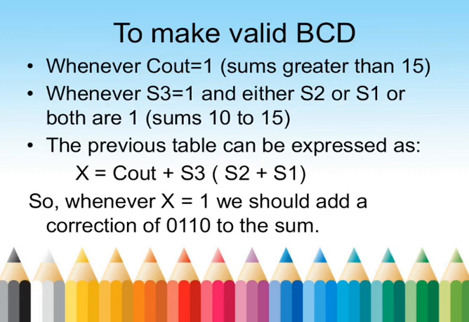With the help of these two prediction methods, we may express it in a single equation, identified by X, which is equal to Cout plus S3 into (S2 plus S1). It indicates that whenever X is 1, it is an invalid BCD form. So we may convert this invalid BCD into a valid BCD by adding the correction bits 0110.